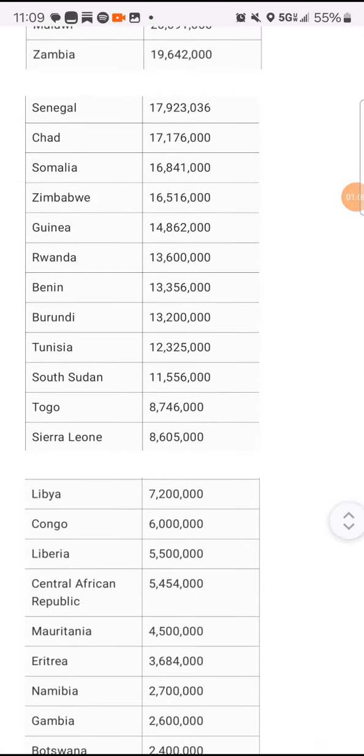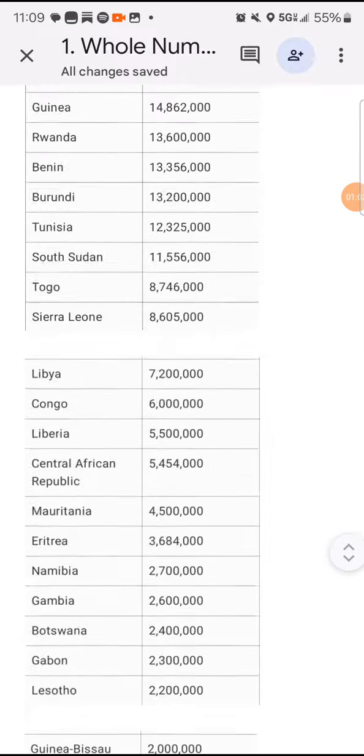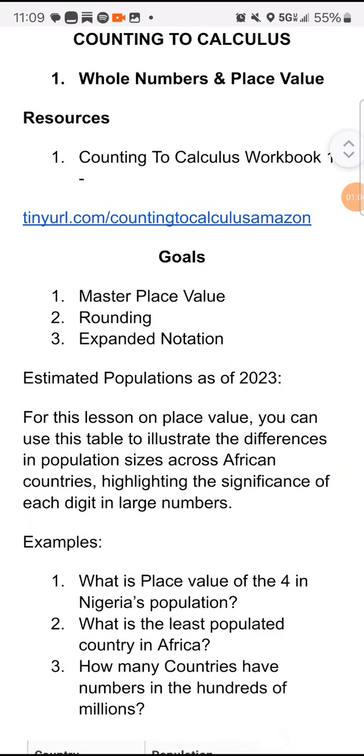So I've put together this document and I'll share it with teachers who are interested in teaching place value using countries in Africa as an example. These are estimated populations as of 2023. The word estimated there is a good thing to keep in mind, right?